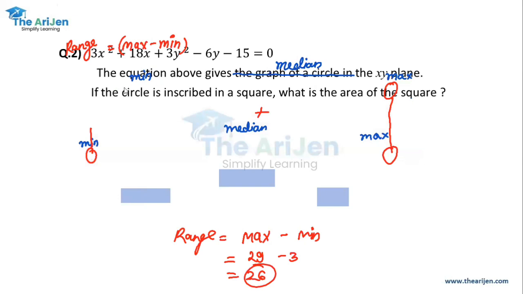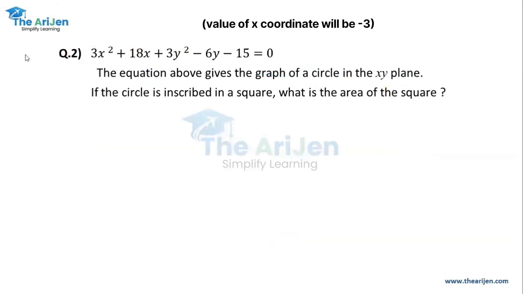Next screen is this, where you can see that this equation has been given: 3x square plus 18x plus 3y square minus 6y minus 15 is equal to 0. This equation gives the graph of a circle in the xy plane. And if the circle is inscribed in a square, what is the area of the square? No issues, no worries.